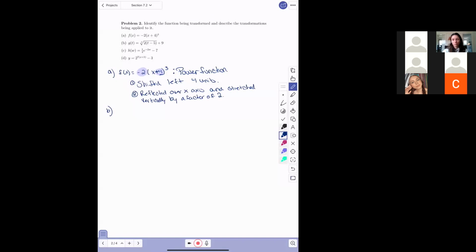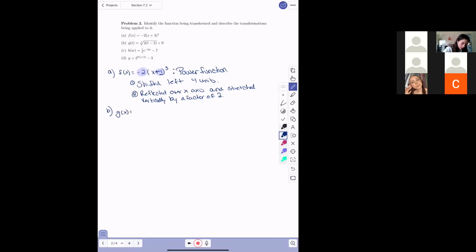So is the negative in front of the 2 how you know that it's reflected over the x-axis? Yes, when the output is being multiplied by a negative, and not the x in the shift, we flip over the x-axis. When the input is being multiplied by a negative, we flip over the y-axis. Okay, thank you. All right, problem B.